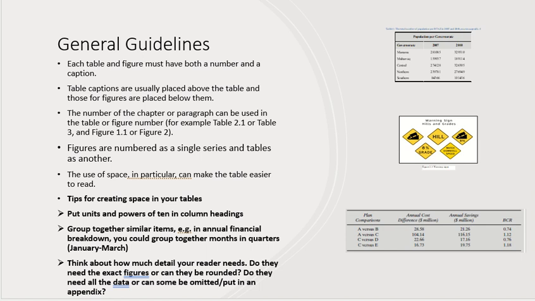How can I make my table more readable? There are some guidelines given here. Put units and powers of 10 in the column headings. For example, you see here, what are the units?